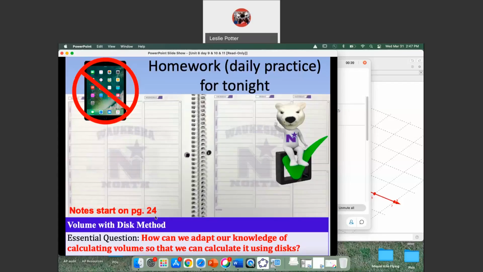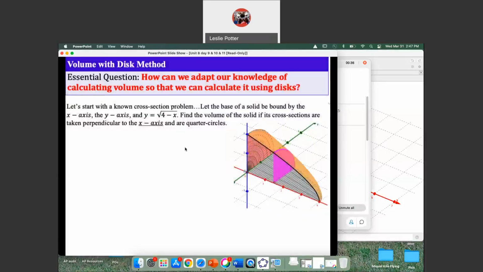Page 24 of your packet. We're going to talk about calculating volume with something called the disk method. Our central question is, how can we adapt our knowledge of calculating volume so that we can calculate it using disks?